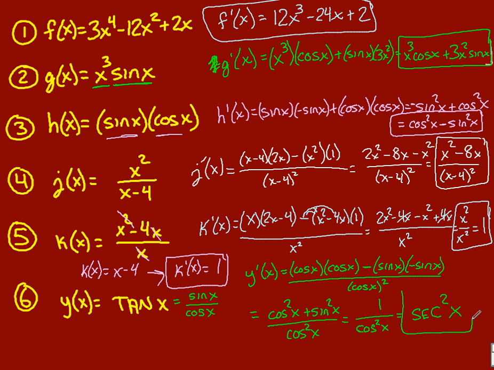So this is something you should always know. The derivative of tangent is secant squared. But if you ever forget it, or you have one of those moments where, oops, I don't remember, you can always go back and figure it out using the quotient rule.